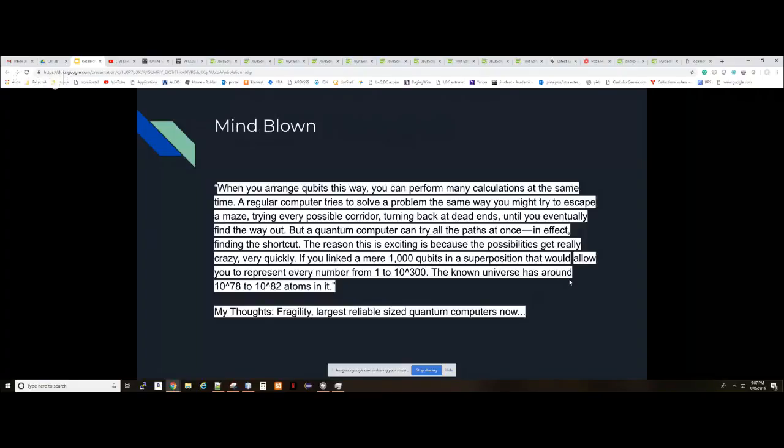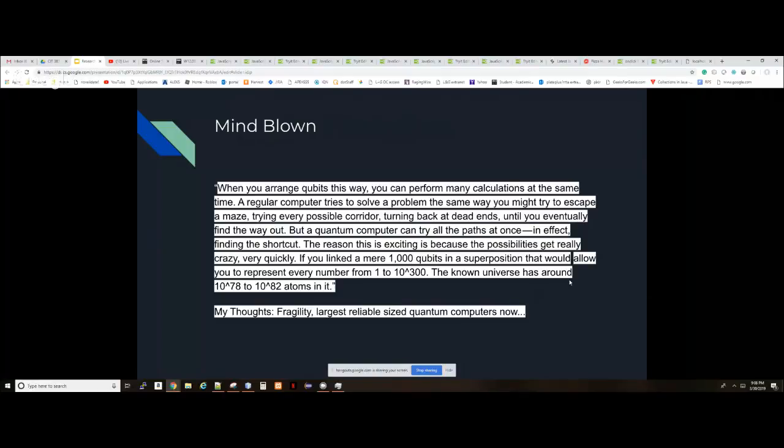Now, moving on. This is a direct quote, and then we'll go on to a little bit more about this. I got this at the bottom. I'll just read the quote. When you arrange qubits this way, you can perform many calculations at the same time. It's talking about how the qubits can interrelate and how the formation of the qubits allows for greater memory.